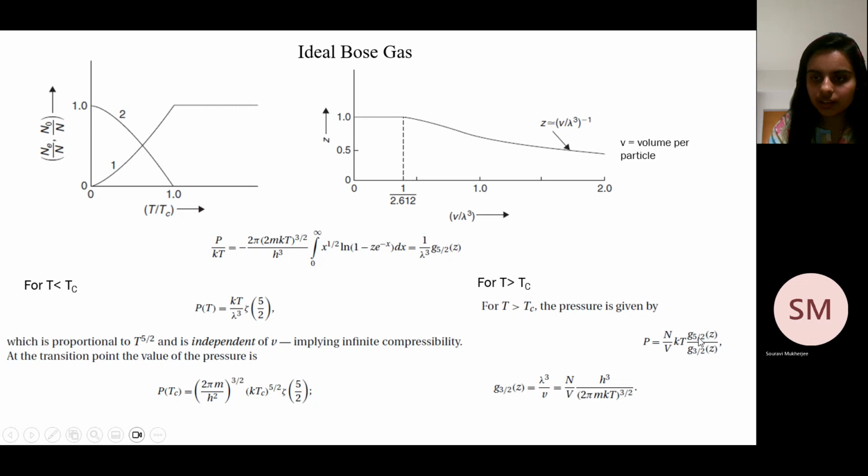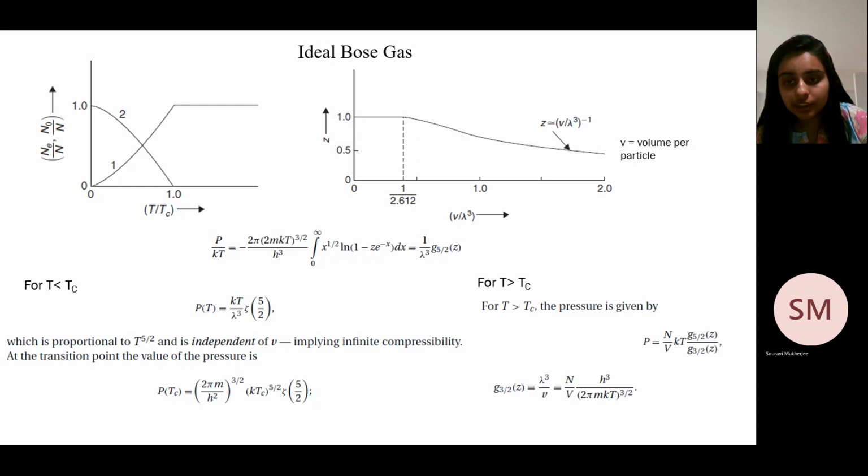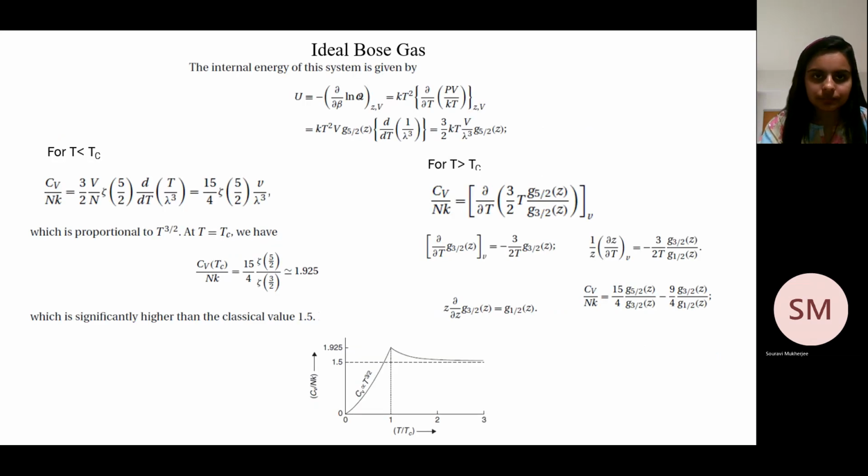Here you have it as the same. So you have G5 by 2, Z by G3 by 2, Z. Now these factors, whether it's 5 by 2 or 3 by 2, again depend on what kind of dimensions you are talking about, or what is the dispersion relation, or what is the Hamiltonian that you are talking about, right?